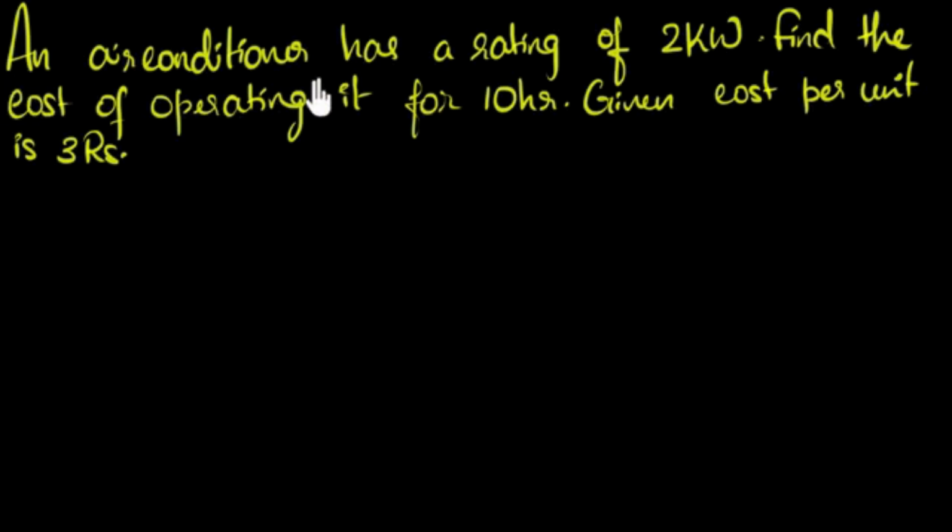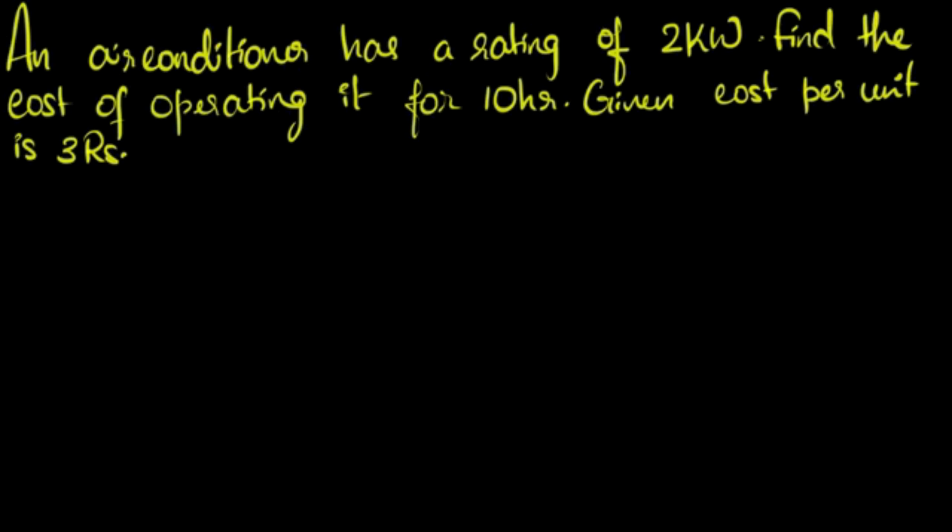An air conditioner has a rating of 2 kilowatt. Find the cost of operating it for 10 hours. Given cost per unit is 3 rupees.